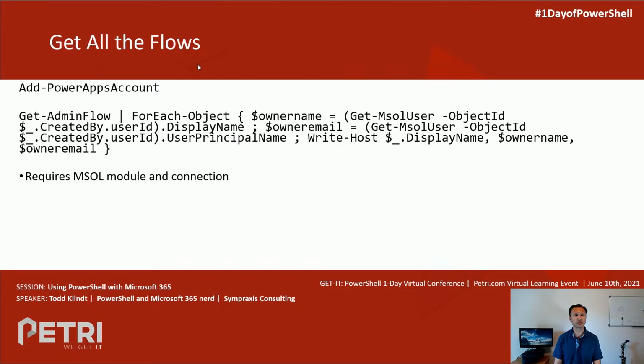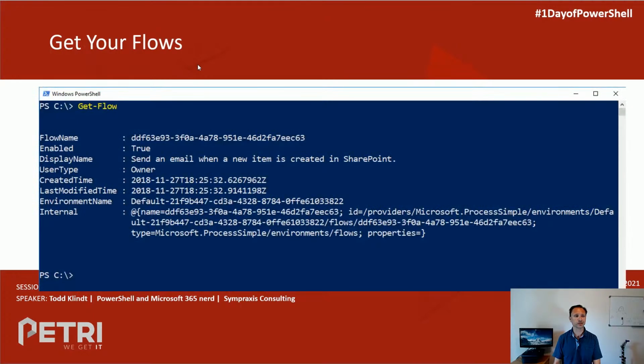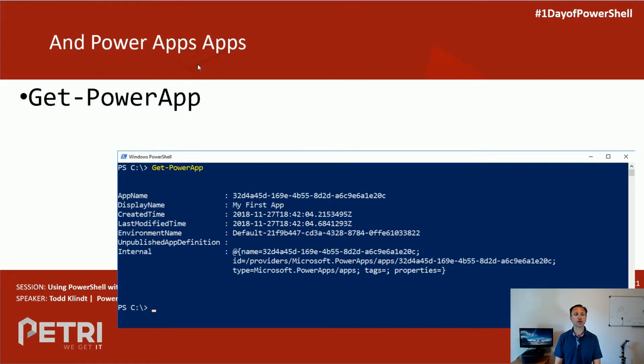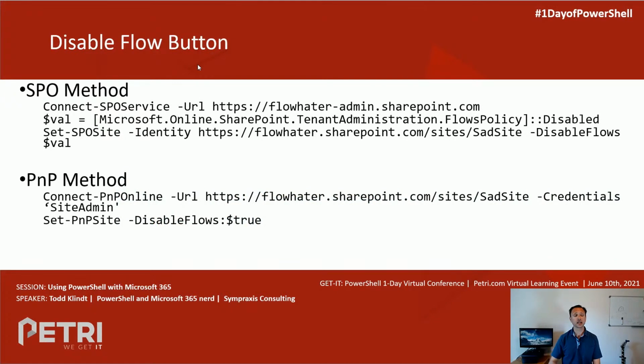An example of getting flows and adding that Power Apps account and getting admin flows and getting all of your flows. It's clumsy. I wrote this one a while back, it requires the MSOL module because the owners' names come back as object IDs, so I had to resolve those. It's kind of clumsy. And this is what it looks like, so you can see it gives you the object ID instead of the name. Bad news. Power Apps, same story, but it is there. If you want to disable the flow button inside of a document library, it's a really bad idea, but you can do that with SPO or the PnP module.